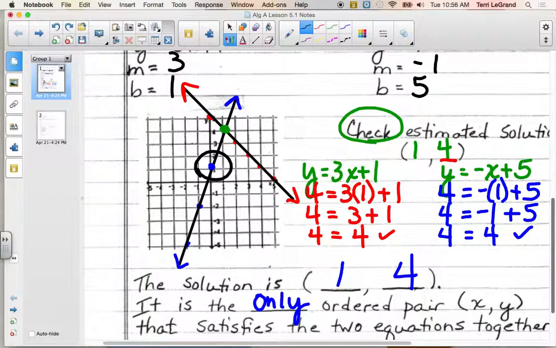It's a solution for that one equation all by itself, but not for the other. And they are working together. So it has to satisfy both.